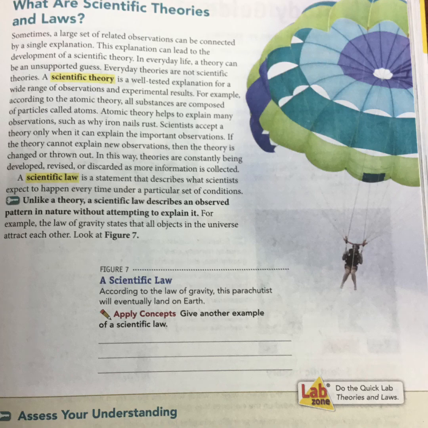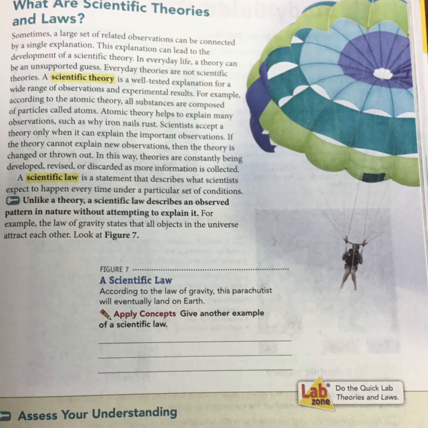What are scientific theories and laws? Sometimes a large set of related observations can be connected by a single explanation. This explanation can lead to the development of a scientific theory. In everyday life, a theory can be an unsupported guess. Everyday theories are not scientific theories.